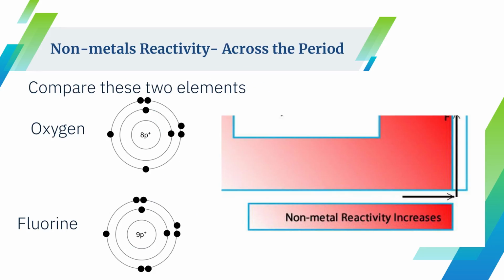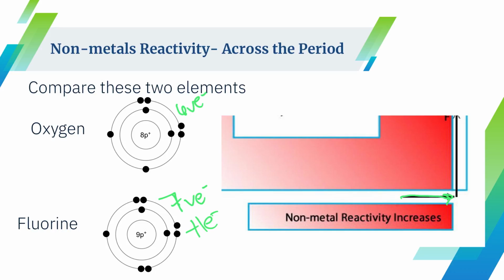Non-metal reactivity: if you look across the period, the reactivity for nonmetals increases as you go across the period. Comparing oxygen to fluorine, oxygen has 6 valence electrons, while fluorine has 7 valence electrons. How many more electrons does fluorine need to have a full octet? Fluorine only needs plus 1 electron.